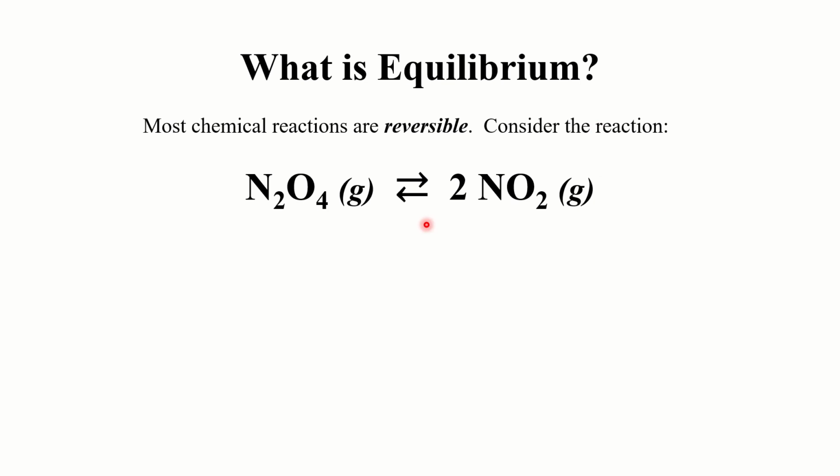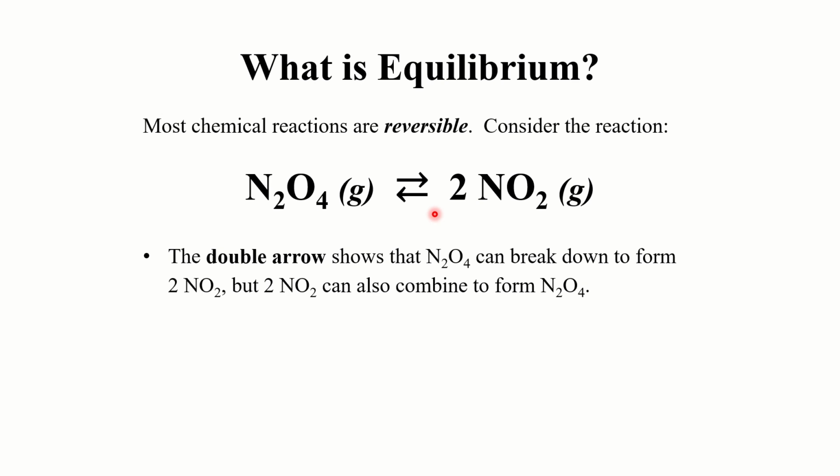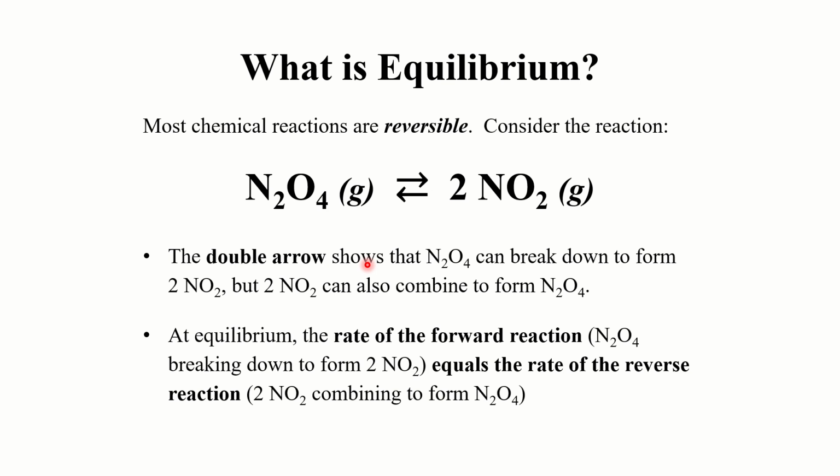Considering this reaction, N2O4 to form 2NO2, the double arrow shows that N2O4 can break down to form two NO2 molecules, but these two NO2 molecules can also combine and run back in this direction to form N2O4. So a double arrow indicates that the reaction is reversible. It can run in both the forward and reverse directions.